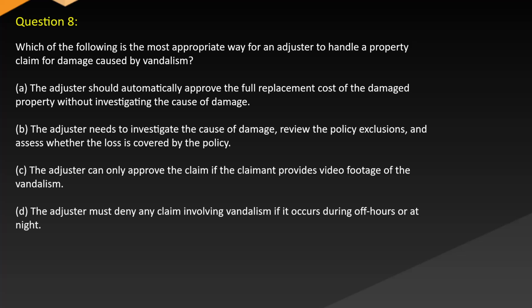Question 8. Which of the following is the most appropriate way for an adjuster to handle a property claim for damage caused by vandalism? A. The adjuster should automatically approve the full replacement cost of the damaged property without investigating the cause of damage. B. The adjuster needs to investigate the cause of damage, review the policy exclusions, and assess whether the loss is covered by the policy. C. The adjuster can only approve the claim if the claimant provides video footage of the vandalism. D. The adjuster must deny any claim involving vandalism if it occurs during off hours or at night.